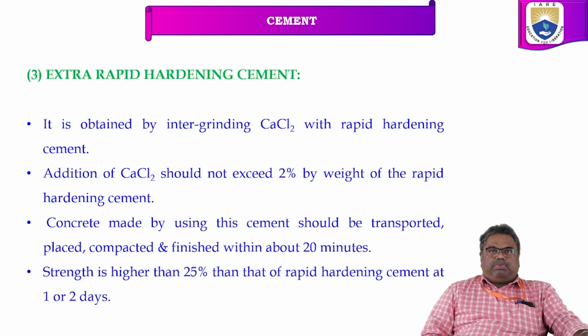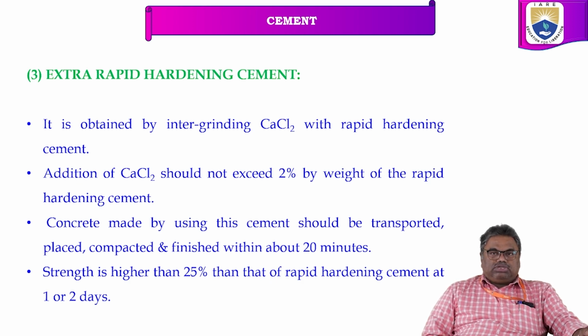Next, extra rapid hardening cement. This is one more higher version than the rapid hardening cement. It is obtained by intergrinding of calcium chloride with the rapid hardening cement. The addition of CaCl2 should not exceed 2% by weight of the rapid hardening cement.